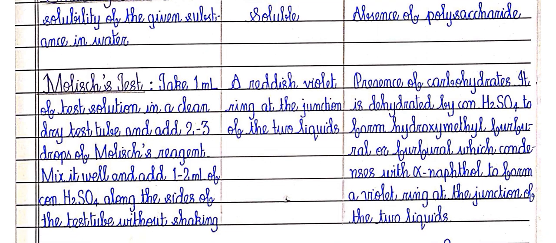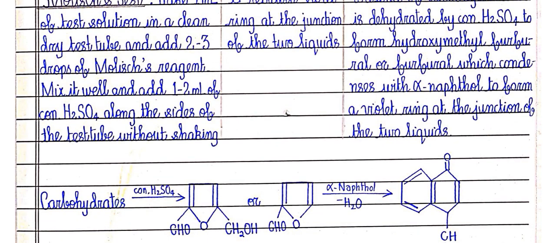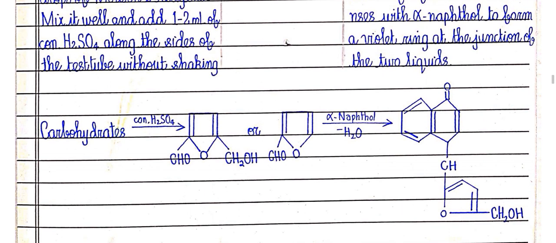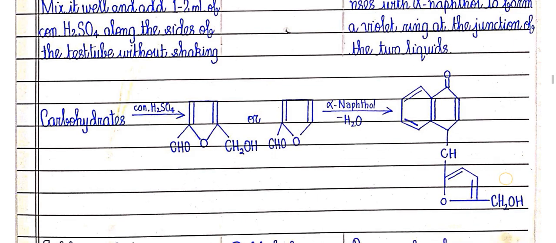Take 1 ml of test solution in a clean dry test tube and add 2 to 3 drops of Molisch reagent. Mix it well and add 1 to 2 drops of concentrated H2SO4 along the sides of the test tube without shaking. A reddish violet ring at the junction of the two liquids indicates presence of carbohydrate. It is dehydrated by concentrated H2SO4 to form hydroxymethyl furfural or furfural, which condenses with alpha naphthol to form a violet ring at the junction of the two liquids. You could see this reaction.